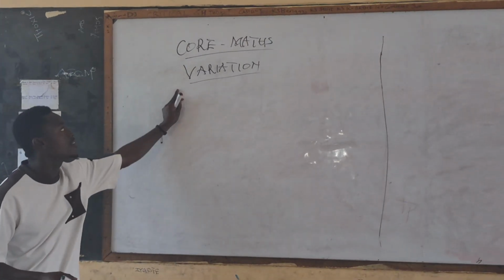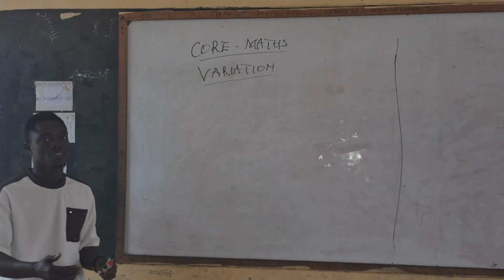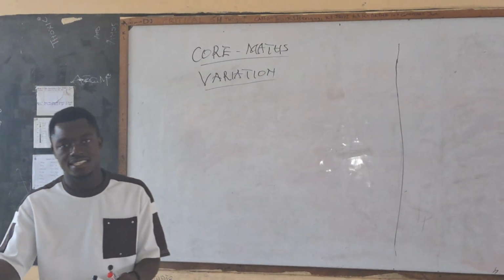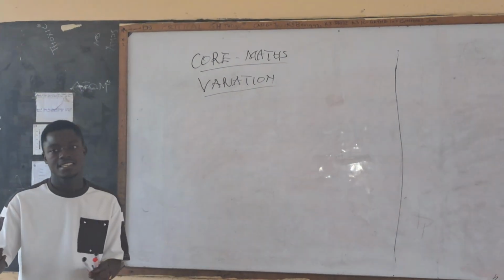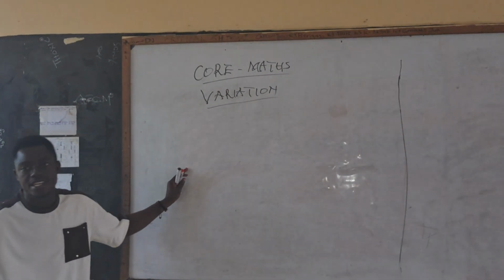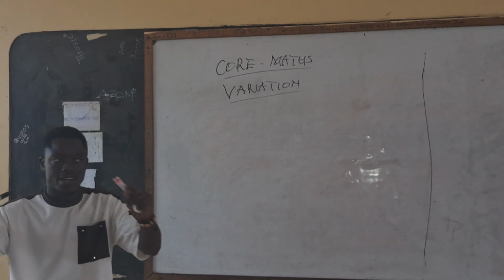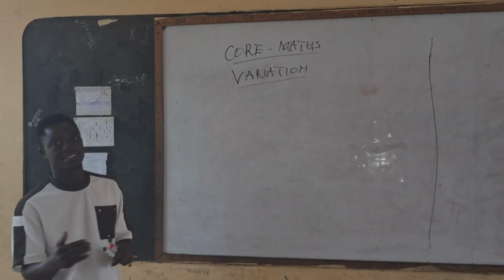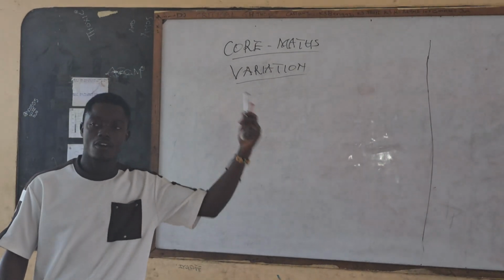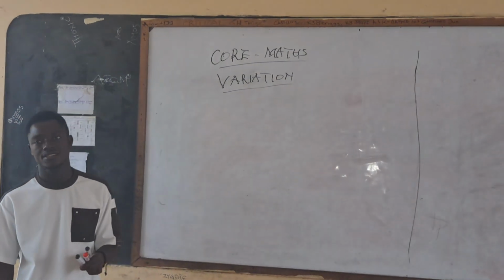So first of all, let's start with variation itself. Somebody will ask, what is variation? Variation simply is the way in which one quantity changes in relation to the other quantity. I will explain it when I'm explaining the types, and you get to understand it further. So without wasting my time, let's name the types of variation.